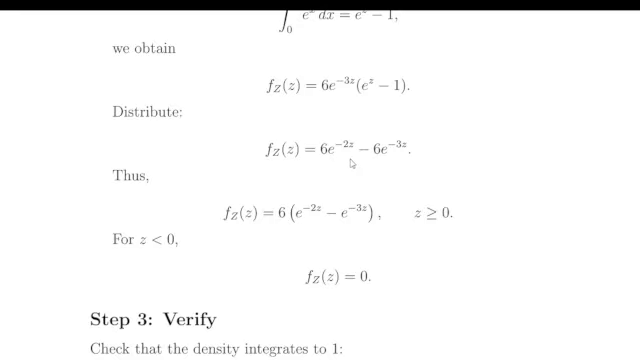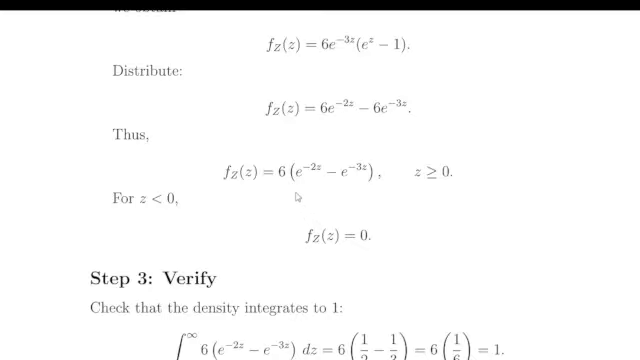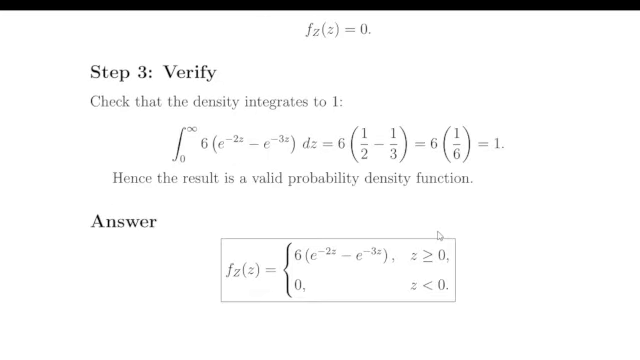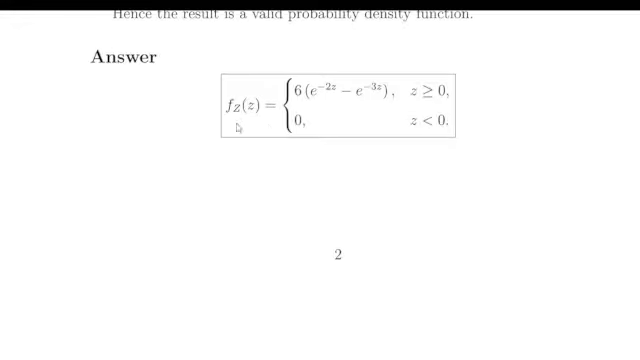So they both have a 6 in common. You can factor that out if you want. You have 6 times the quantity e to negative 2z minus e to negative 3z when z is greater than or equal to 0. And when z is less than 0, we'll just define it as 0. Because remember, we said that z has to be bigger than or equal to 0. And if you want, you can check that the integral is 1, which it is. So this will be the PDF of z equals x plus y.